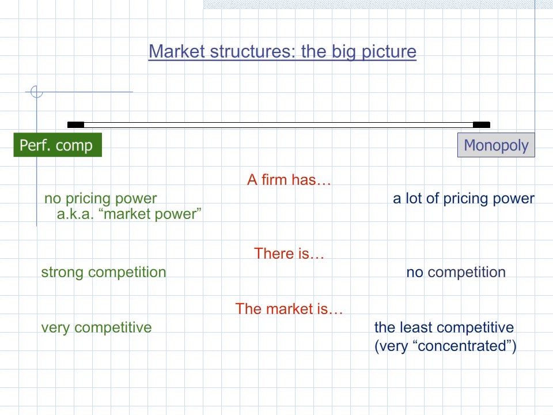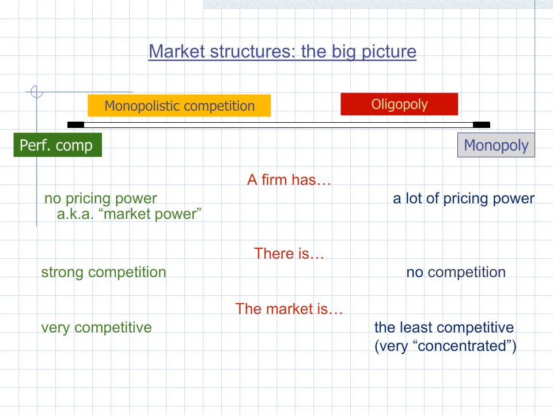So that is the picture that we have discussed so far, and there are two more market structures that are in between those two extreme cases. One is called monopolistic competition and another one is called oligopoly. And those two market structures account for the majority of markets, of industries, of businesses that we see around us.